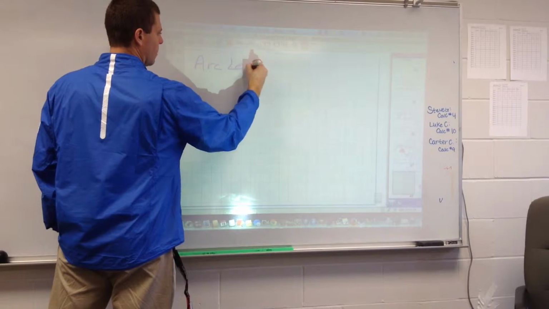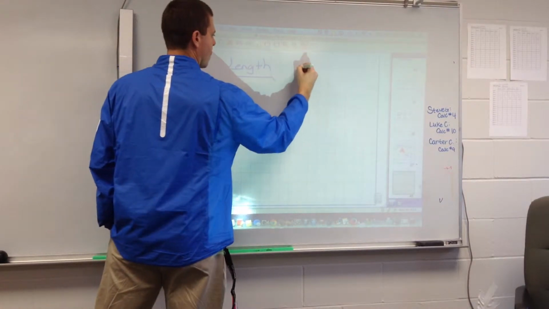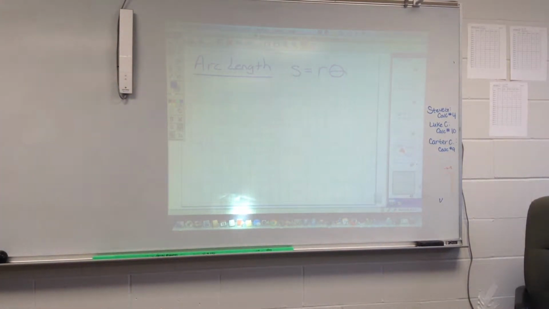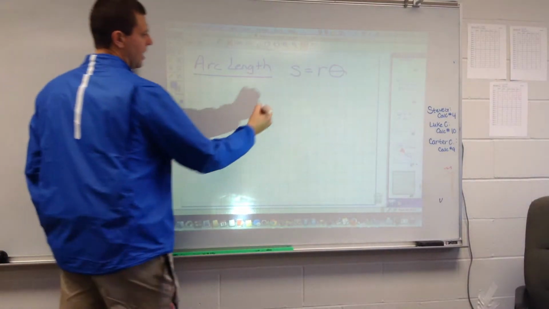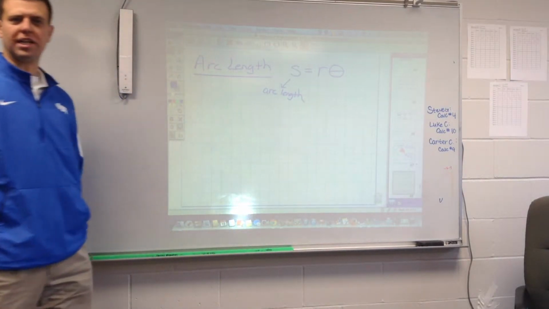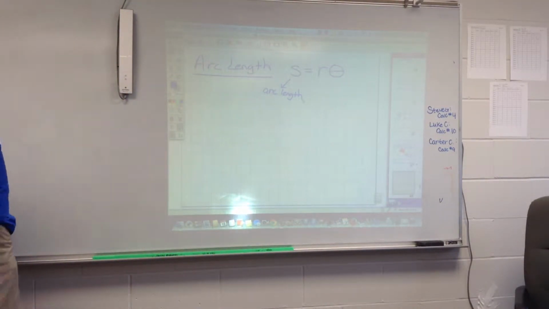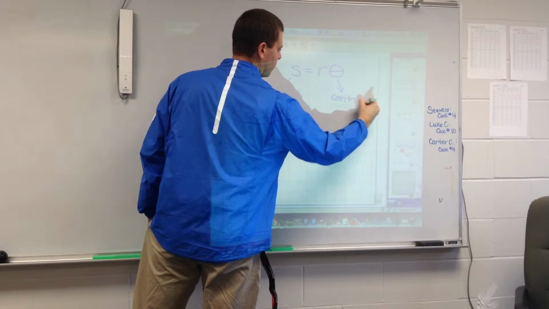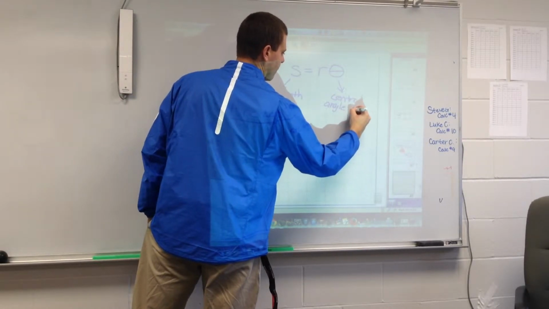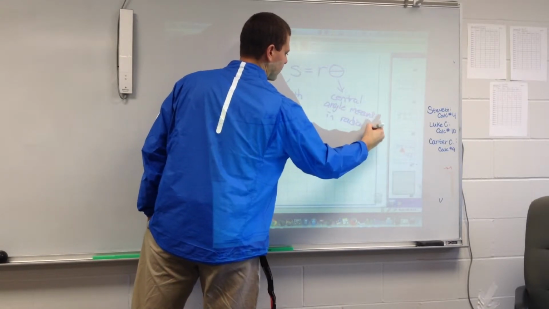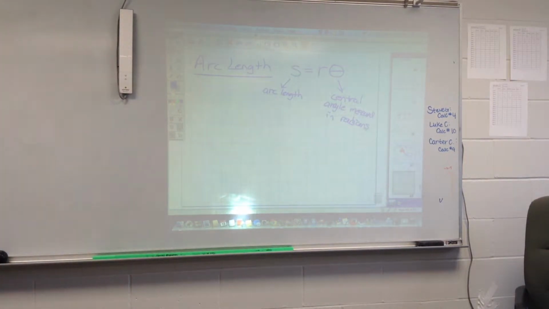So, arc length. The formula the book gives is S equals R times theta. S is your arc length. R, take a wild guess, we're working with circles. Radius. And theta is your central angle measured in radians.